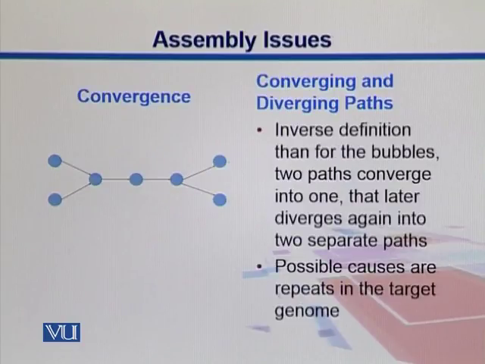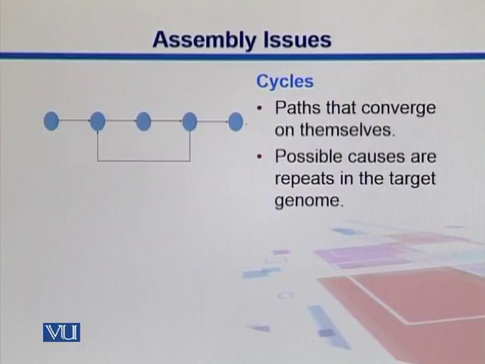Converging and diverging paths are the inverse definition of bubbles: two paths converge into one and then later on split again. That may be because of the repeats in the target genome. Cycles are observed if the paths converge on themselves. So paths start converging on themselves, which may also arise because of the repeats.